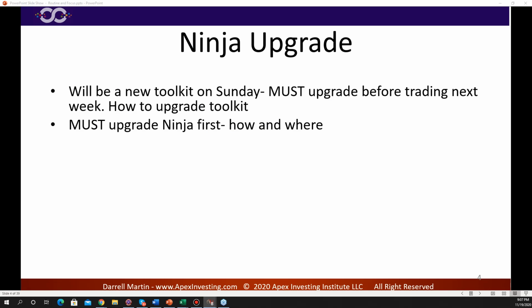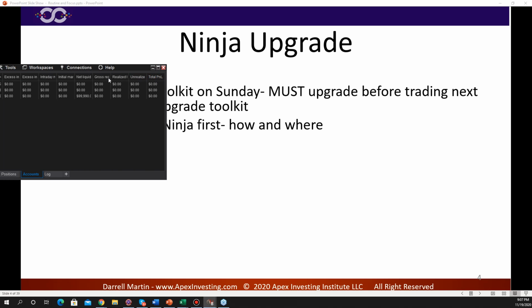It's real simple. Don't be freaking out. Don't be overwhelmed. Basically, what you've got to do is this. First thing you want to do is go to your Ninja control panel. Right here on your Ninja control panel, you just go to Help, and right here where it says License Key, you click it, and it'll bring up your key. Just highlight it, copy it.